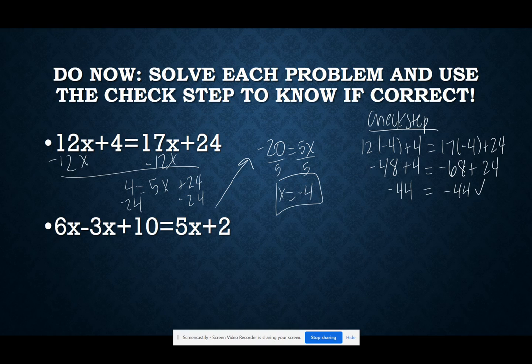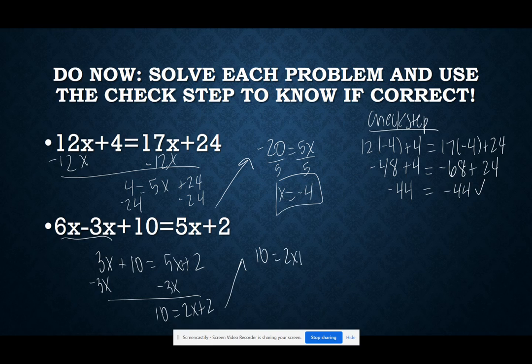I'll show you another example. You first combine your like terms. So this becomes 3x plus 10 equals 5x plus 2. Subtract 3x because 3 is the smaller of the two. And we get 10 equals 2x plus 2. Then I can subtract over the 2. So we want to get x alone, and I get 8 equals 2x. Then divide by 2, and I get x is 4.